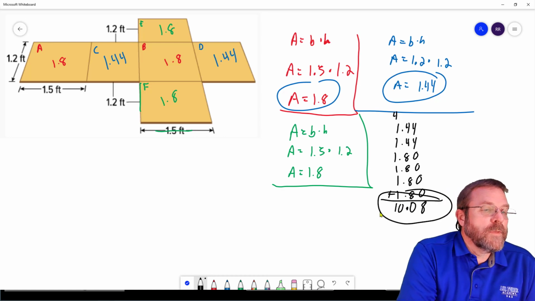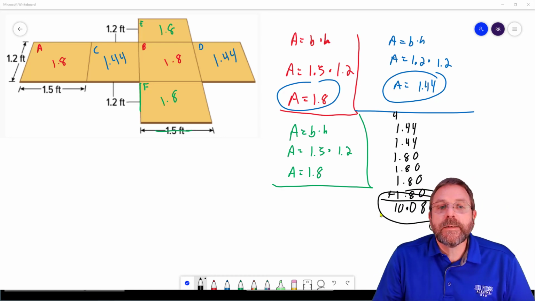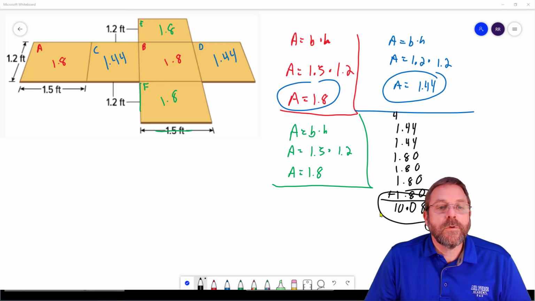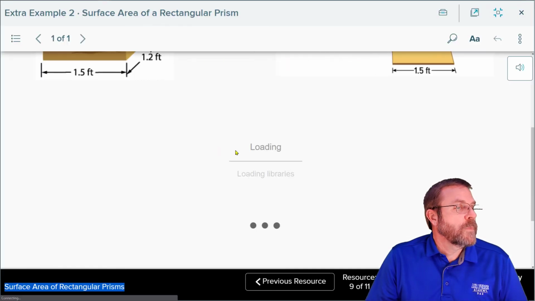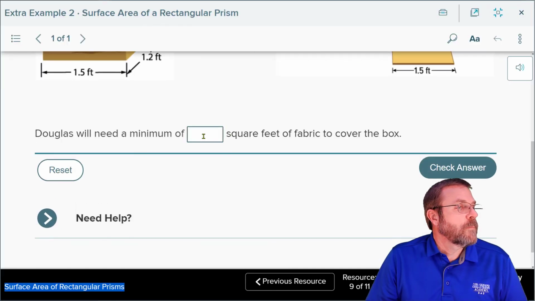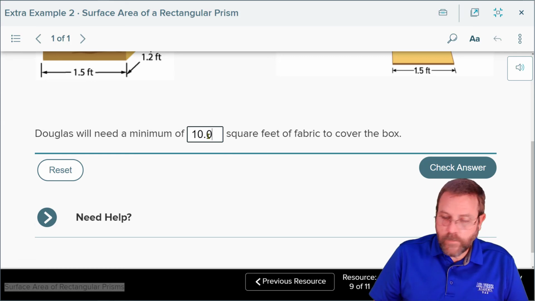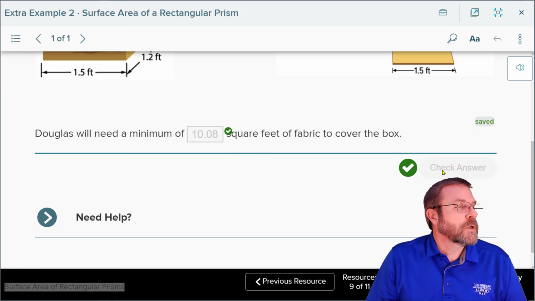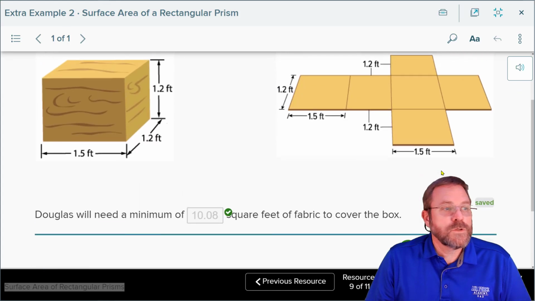So the area of the entire shape is going to be 10 and 8 hundredths, which we're going to jump back over here and plug in, 10.08. Check your answer, and your answer checks.